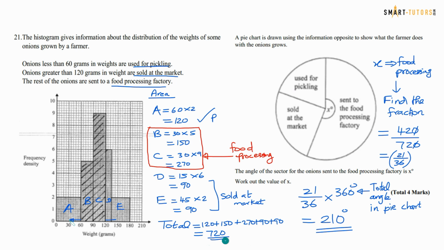So the fraction for the food processing, what is the food processing B and C? 150 plus 270, it's going to be 420. So that is this one, and 420 divided by total 720. So the fraction is 21 over 36 times 360, because the total angle in the pie chart is 360. The answer is 10 times 21, which is 210. That is the answer for question number 21.